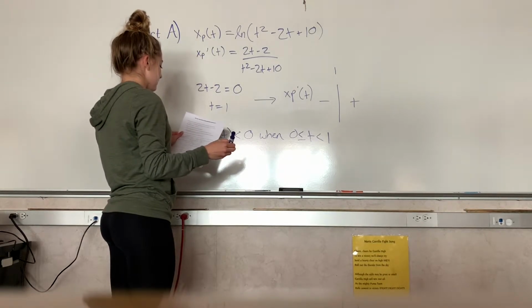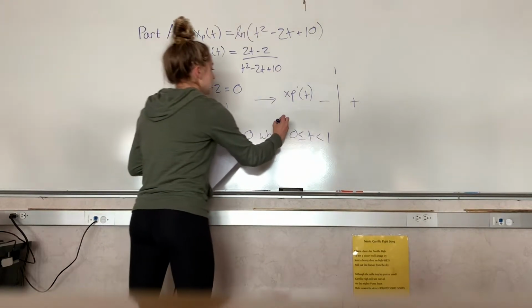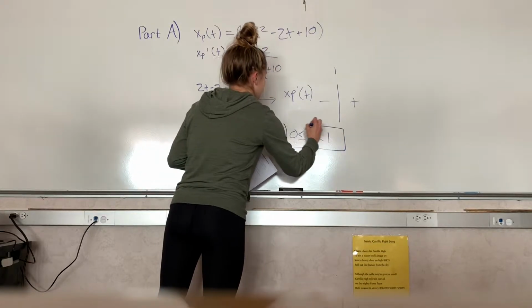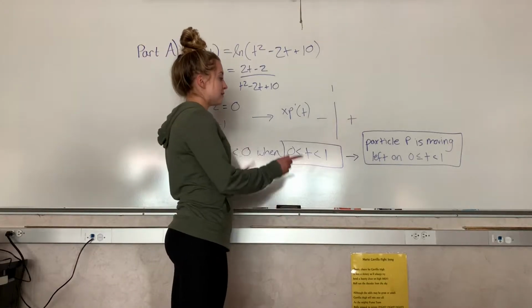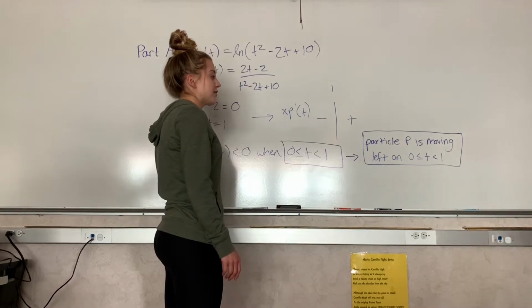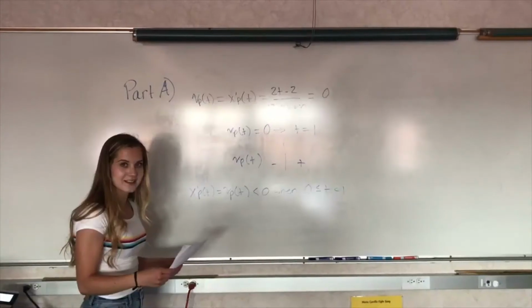Therefore, the particle is moving left for 0 is less than or equal to t, which is less than or equal to 1. To conclude, particle P is moving left on the interval 0 is less than or equal to t, which is less than 1.